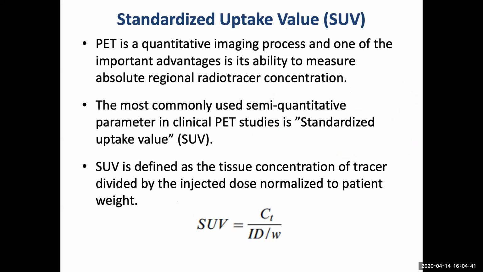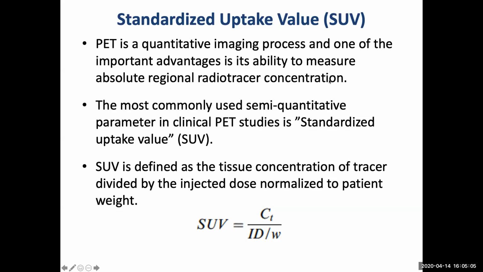Another concept or parameter I need to talk about is standardized uptake value, SUV. It is a very famous quantitative value in PET. We say that PET is a quantitative imaging process, and one of its important advantages is its ability to measure absolute regional radiotracer concentration within the organ.